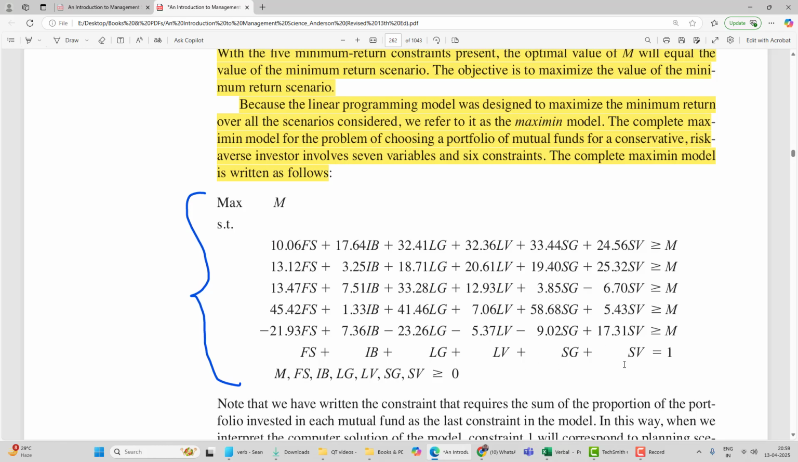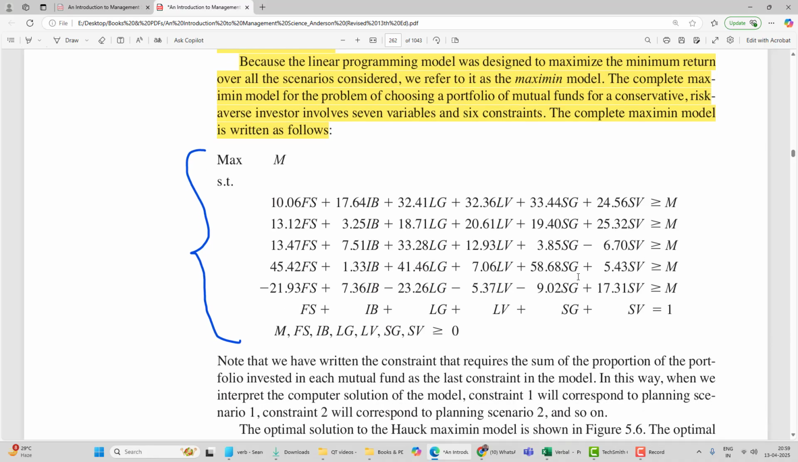So these are the constraints for each scenario, and lastly all these proportions should add up to 1, and all my proportions as well as my return should be greater than or equal to 0. We don't want any negative return.